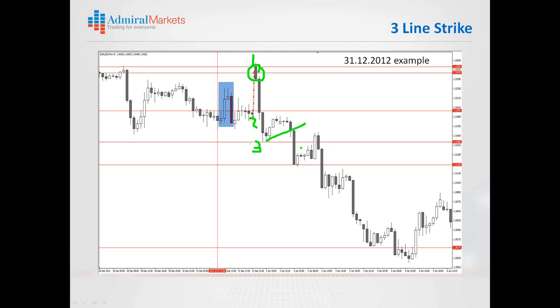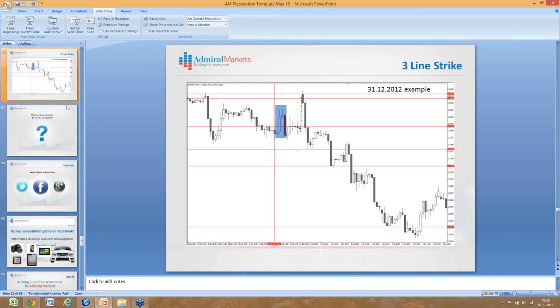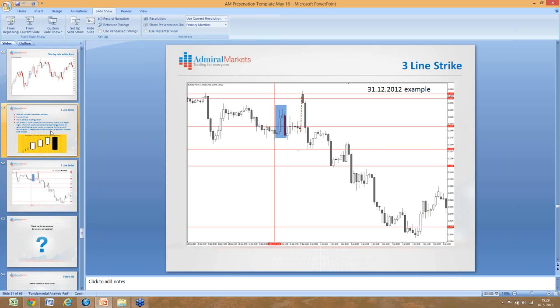Someone's asking if these patterns work during important events like a Draghi speech period, for example. When Draghi is speaking. Three-line strike, yes. This pattern works like a charm. If you spot this when Ben Bernanke or Draghi is speaking, then you try to take it, because this is indeed a very, very tradable, news tradable pattern.